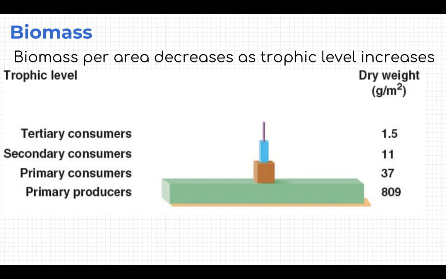Obviously, this is harder for things that move around, but we could take some kind of estimate of how many organisms of that particular species are found in the area and divide that by the actual area of the space we're interested in, and that's how we could find this relationship. So what you should notice is that as trophic level increases, the biomass per area decreases.